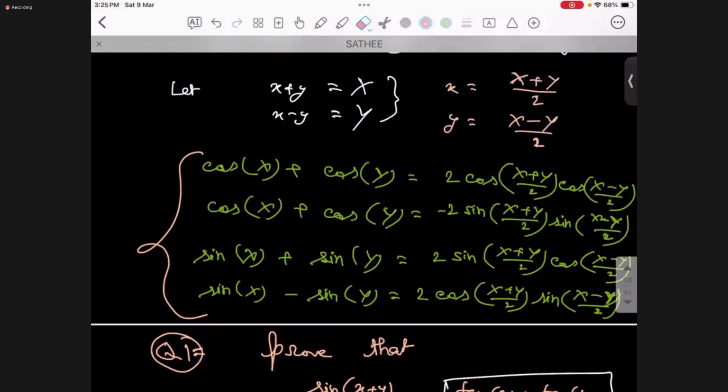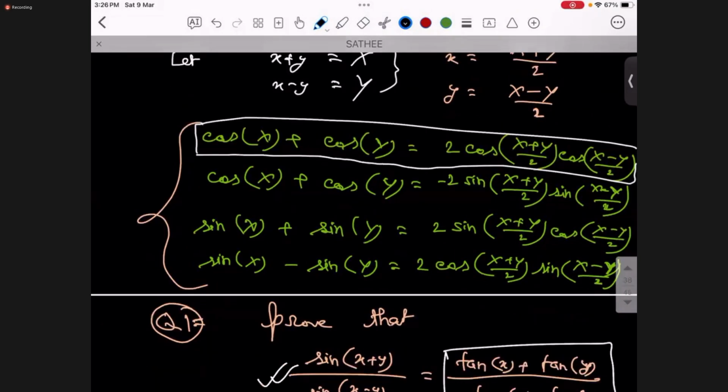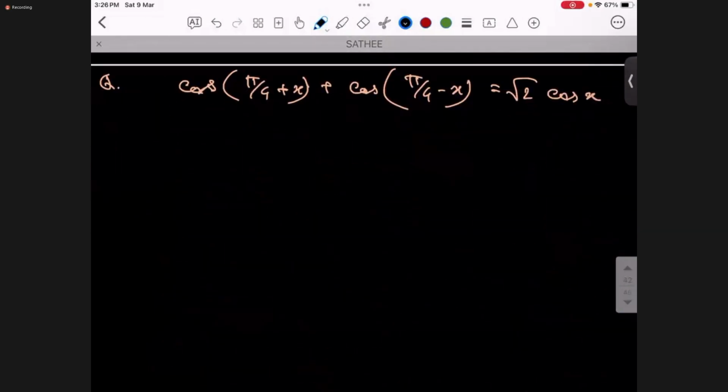We can use this formula, right? So what is the formula? Cos x plus cos y equals 2 into cos of (x plus y) by 2 into cos of (x minus y) by 2. So what is x and what is y here? Here x equals pi by 4 plus x and y equals pi by 4 minus x.